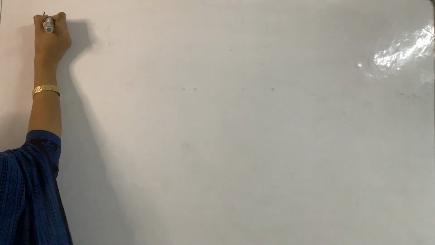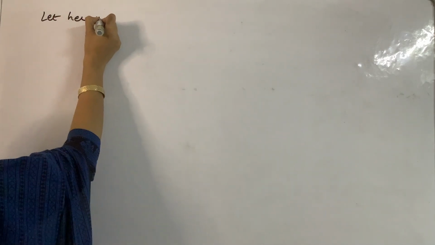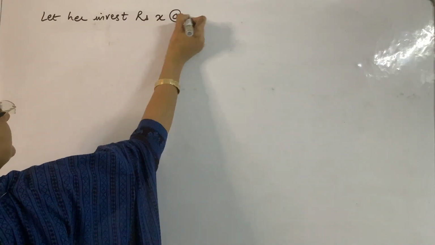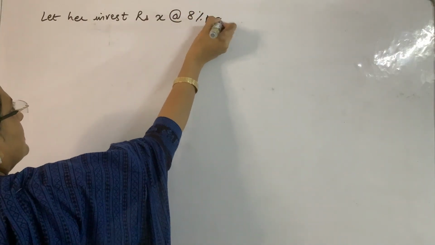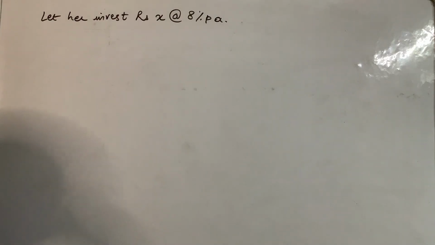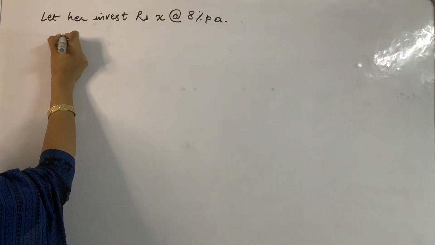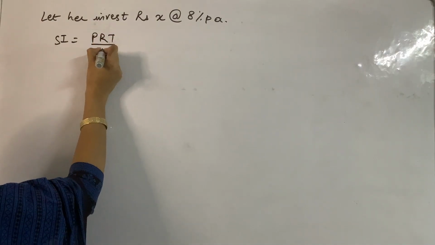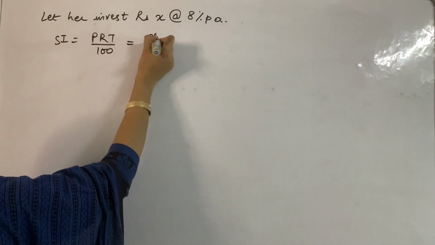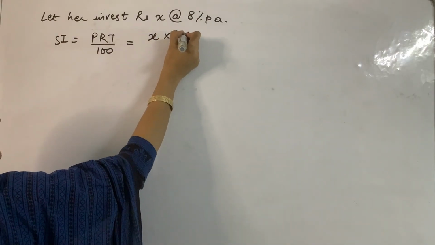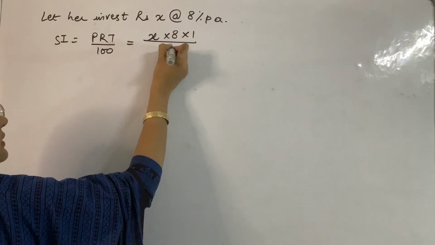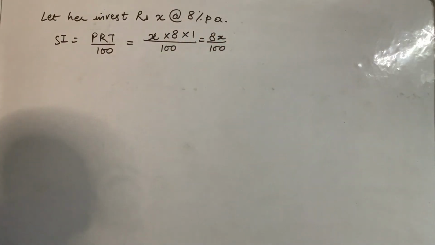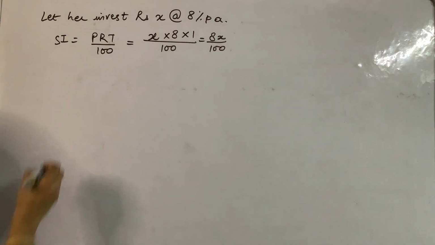So let her invest rupees X at the rate of 8% per annum. So what will be the interest? It will be equal to PRT upon 100. What is the principal? X. What is the rate of interest? 8. What is the time? 1. Upon 100. So you get 8x upon 100.